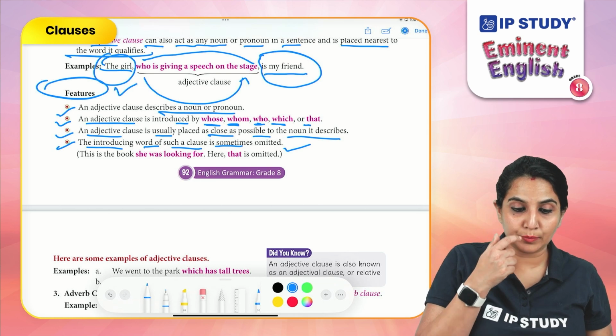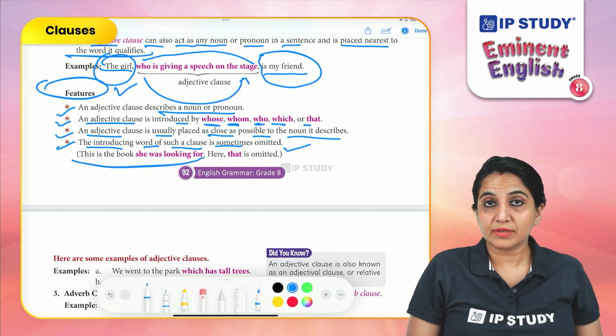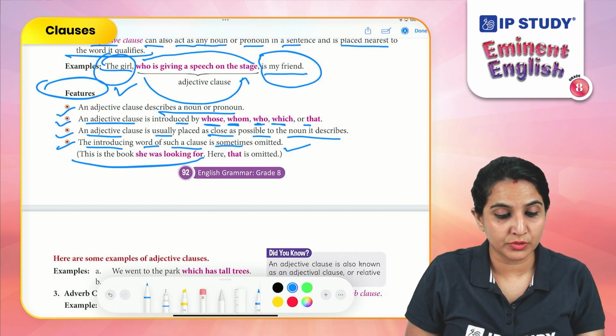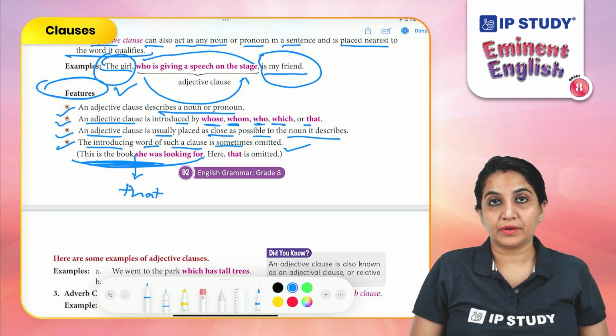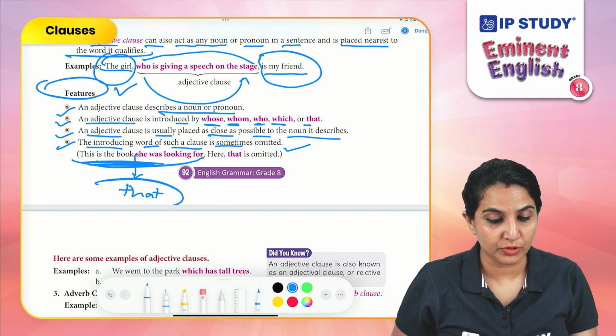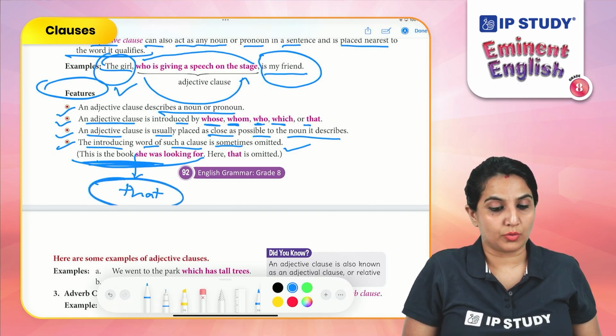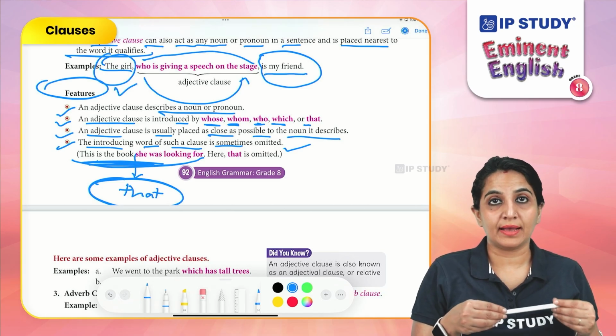Like, this is the book she was looking for. So here we need not use the word that to join these two clauses. It is omitted, but it is understood that we are talking about the book that she was looking for. So sometimes the introducing word can be omitted as well.